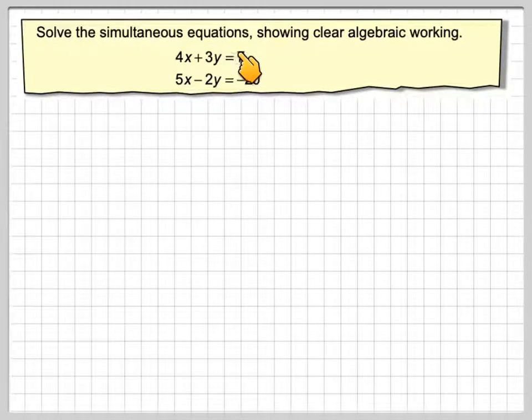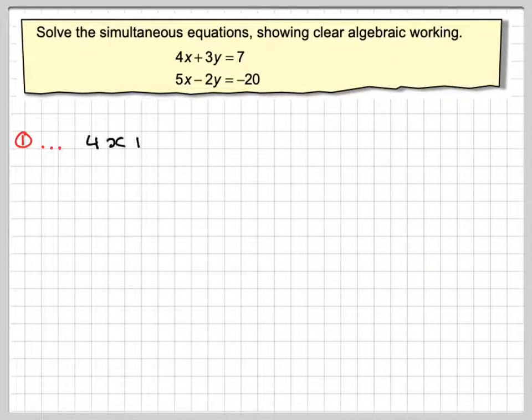Solve the simultaneous equations showing clear algebraic working. Okay, so you're not allowed to just sort of come up with values of x. You need to show your clear algebraic working when solving this sort of thing. So you've got 4x plus 3y is equal to 7, and 5x minus 2y is equal to minus 20.